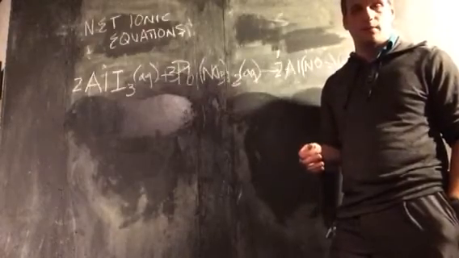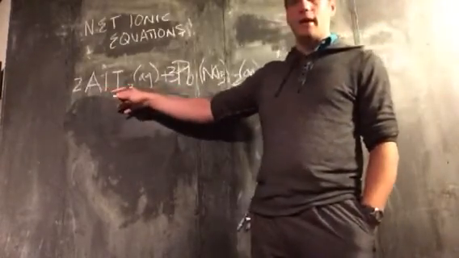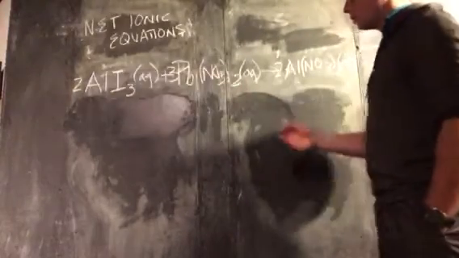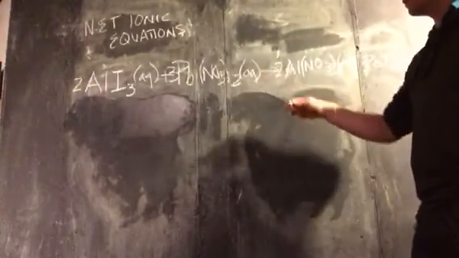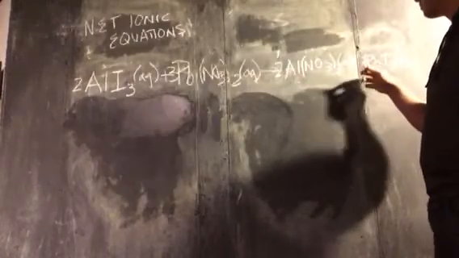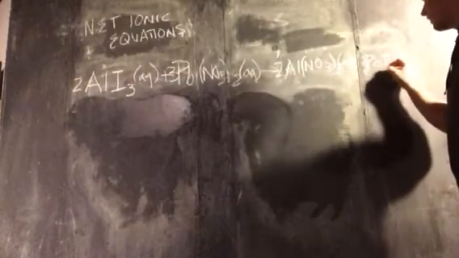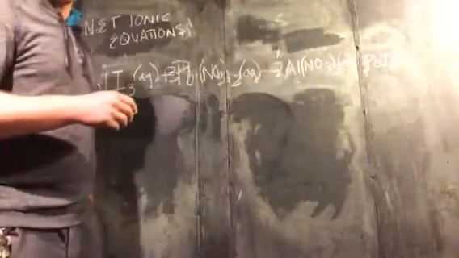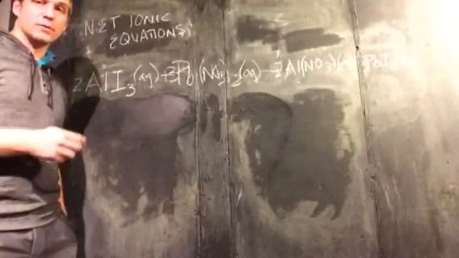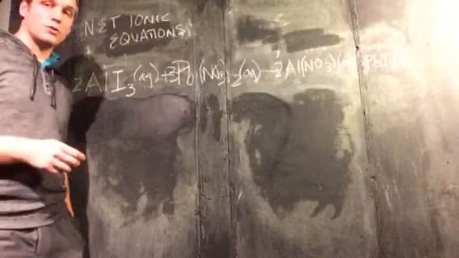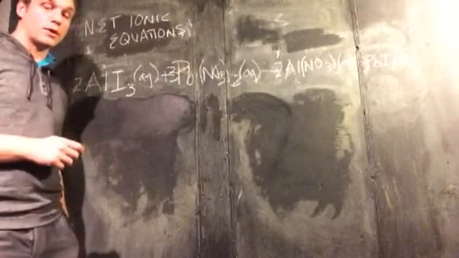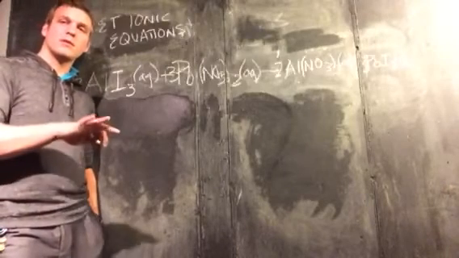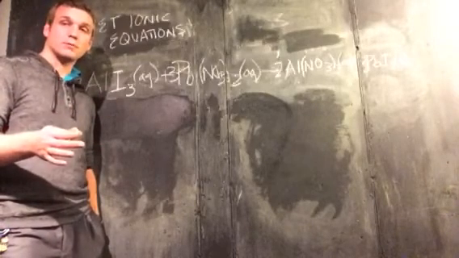So here's what it says. I've already balanced it. Two aluminum iodides, which are aqueous, dissolved in water, plus three lead two nitrates, aqueous, will yield two aluminum nitrates, aqueous, plus three lead iodides, and that last one is a solid. Let's go through this and see what we get. First thing you want to do is what we call a total ionic equation. I'm only showing you this once, and the purpose is so you can really see what's going on in these problems.